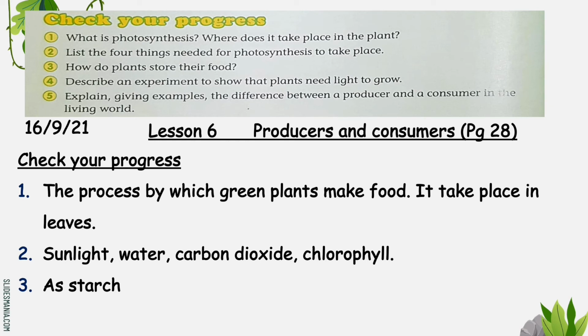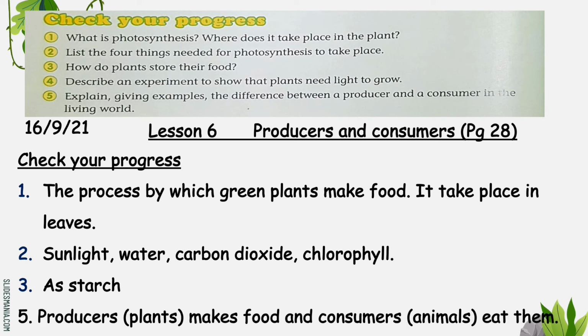Explain, giving example, the difference between a producer and a consumer. So what is a producer? Yes, they are plants, and they're called producers because they make their own food. And consumers are animals, because they consume or they eat. So the answer is here. Producers or plants, they make food, and consumers or animals, they eat them.